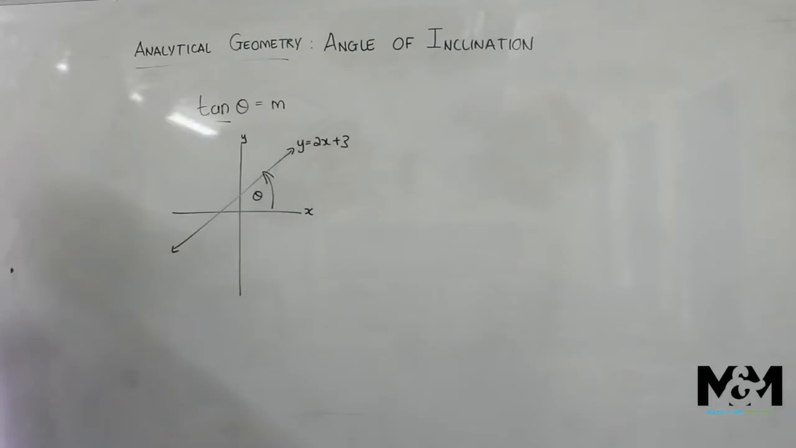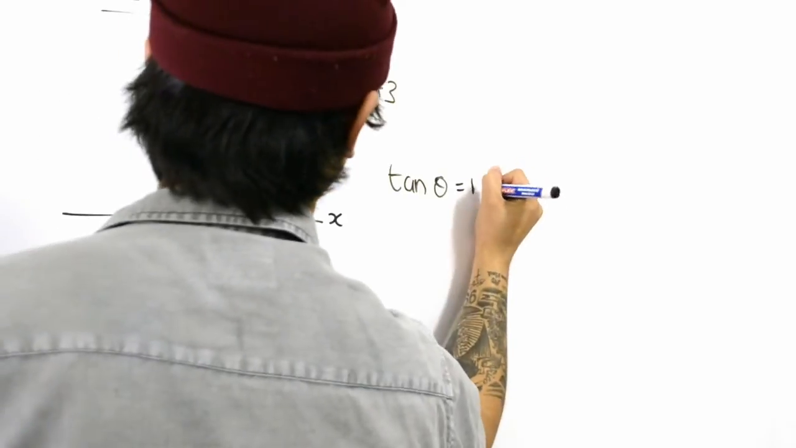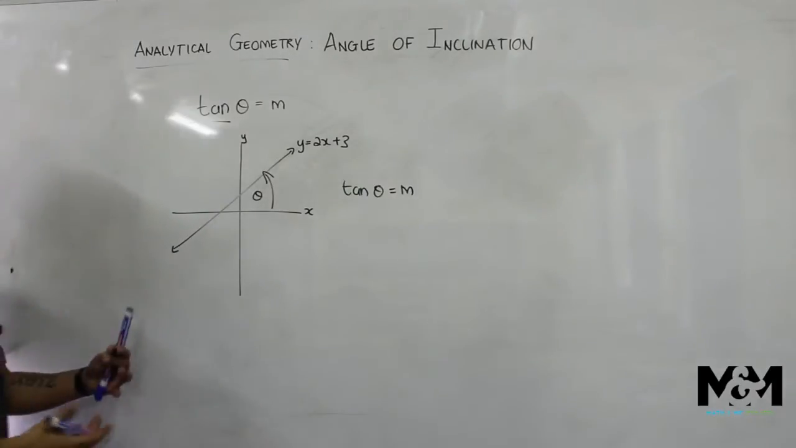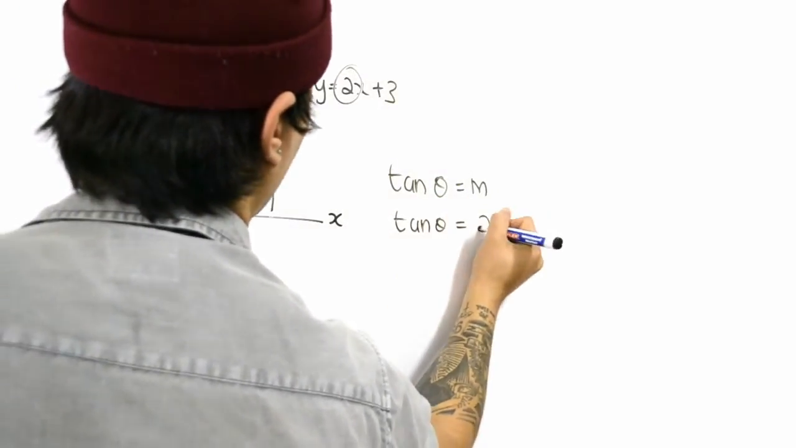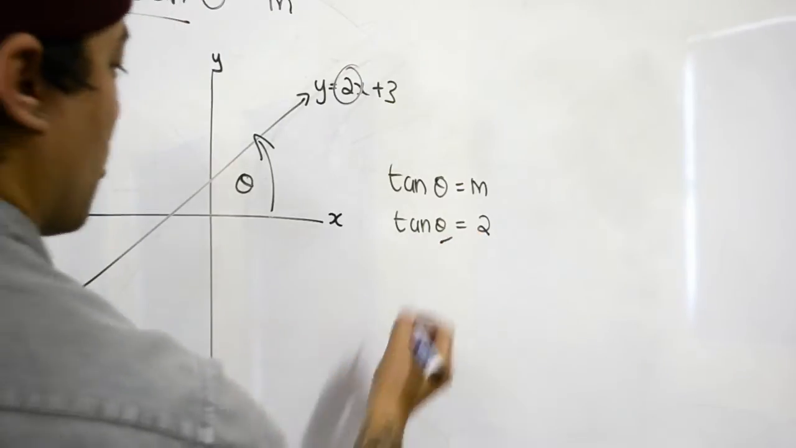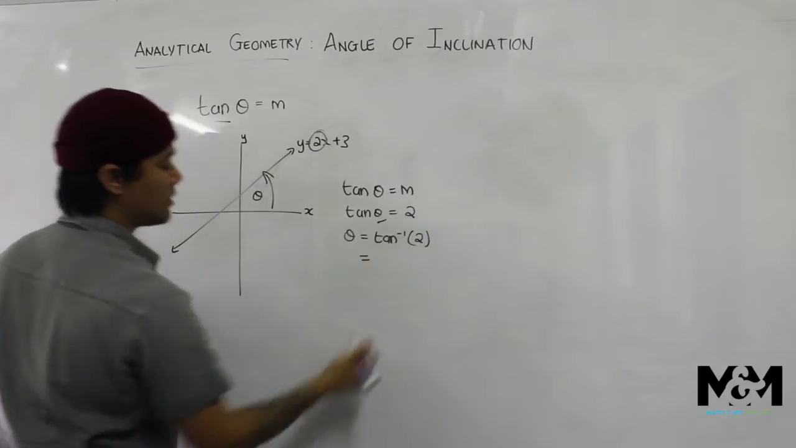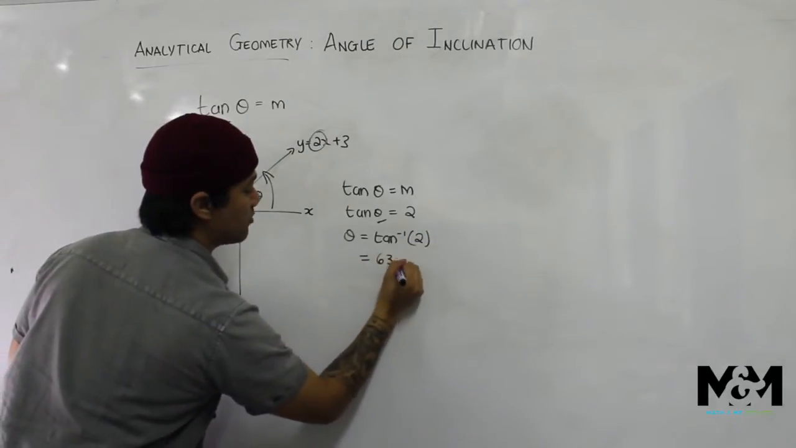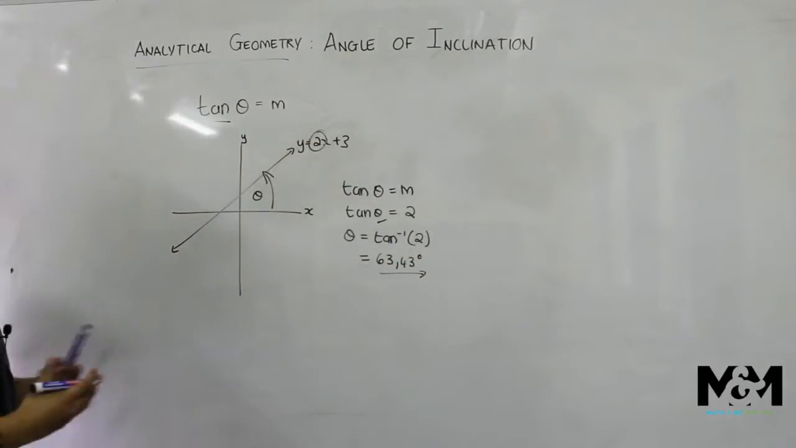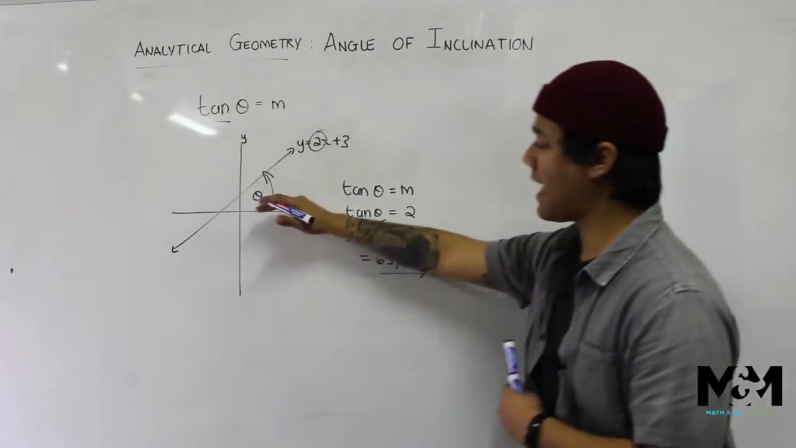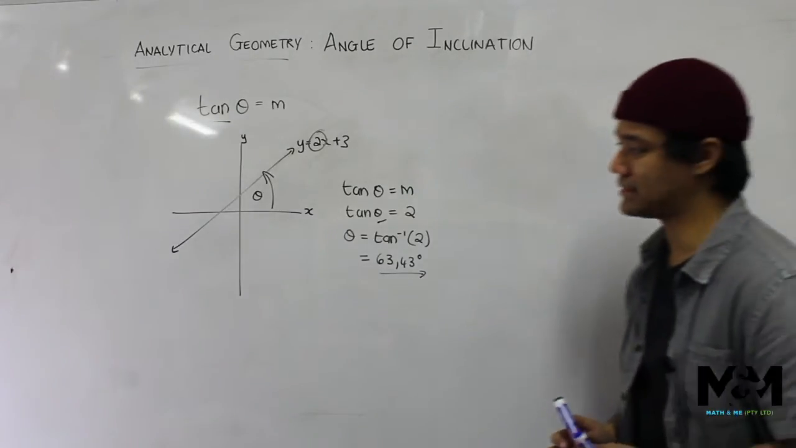I will use my angle of inclination formula and say that tan of that angle of inclination equals the gradient of that line. What is the gradient of that line? 2. So I will say tan of my angle equals 2. Solve for theta, so all I'll do is get theta alone: arctan, tan to the minus 1 of 2. Type that in my calculator and get 63,43 degrees. That over there is my angle of inclination. What that means is that the angle between my x-axis and the line is 63,43. As simple as that.